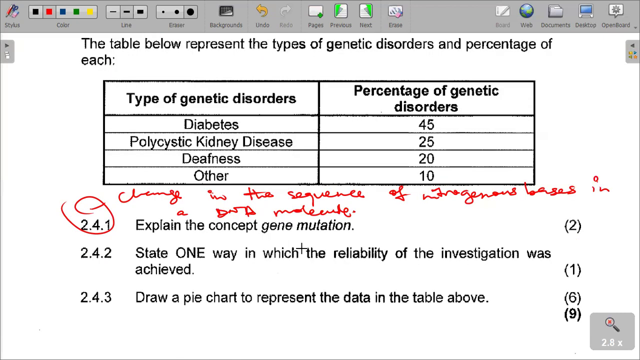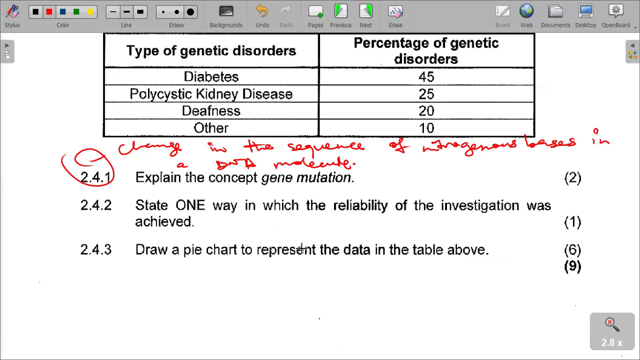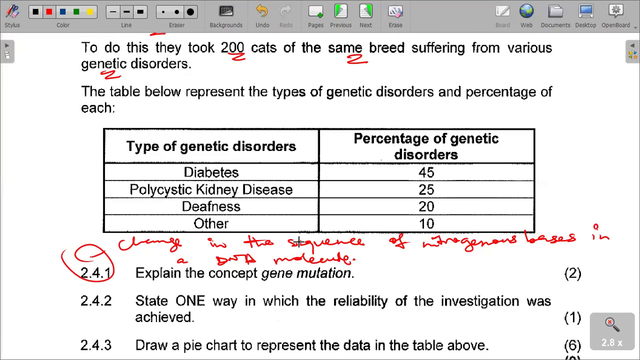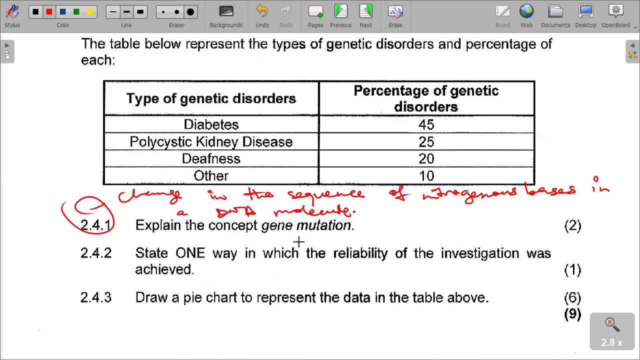And then, state one way in which the reliability of the investigation was achieved. One way in which the reliability of this investigation was achieved was the use of a large sample size. A large sample size of 200 cats was used.